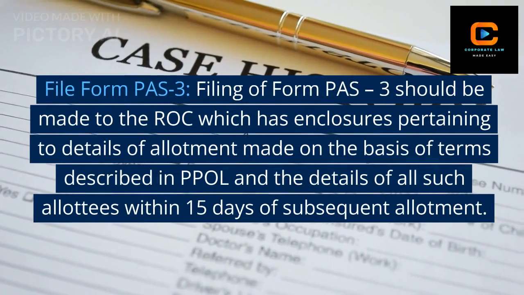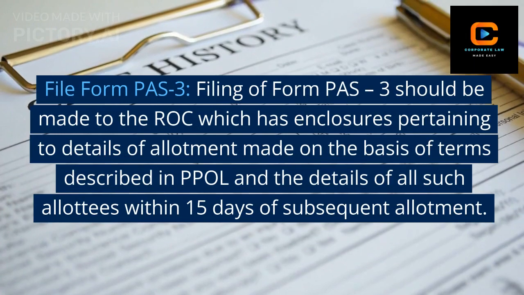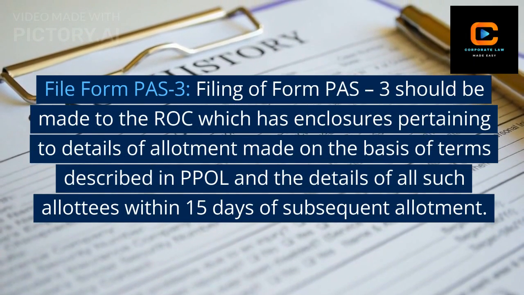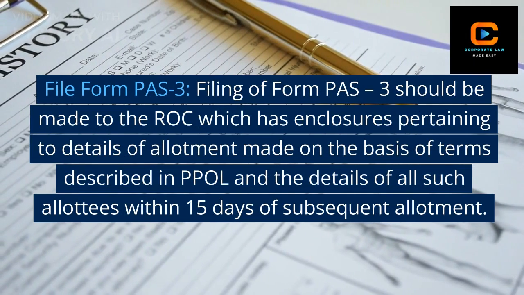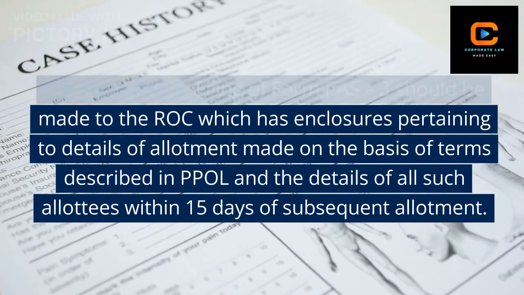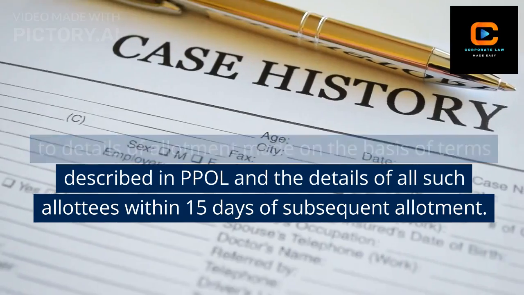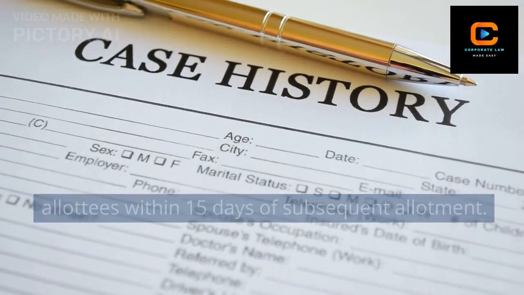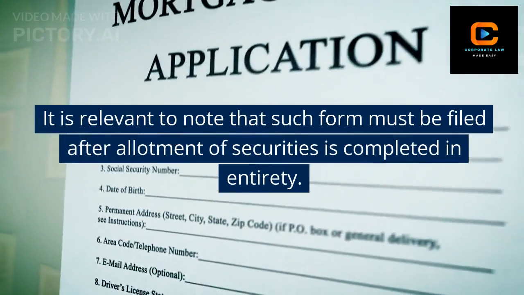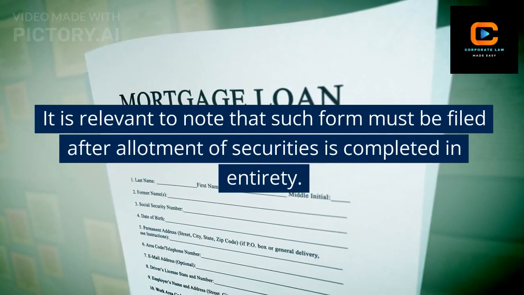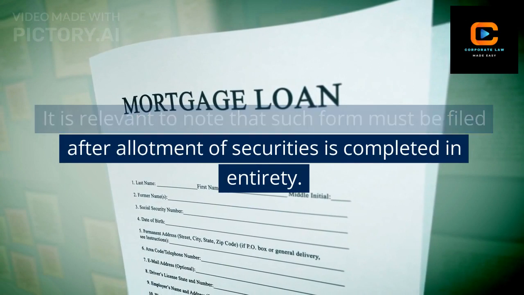File Form PAS3. Filing of Form PAS3 should be made to the ROC which has enclosures pertaining to details of allotment made on the basis of terms described in PPOL and the details of all such allottees within 15 days of subsequent allotment. It is relevant to note that such form must be filed after allotment of securities is completed in entirety.